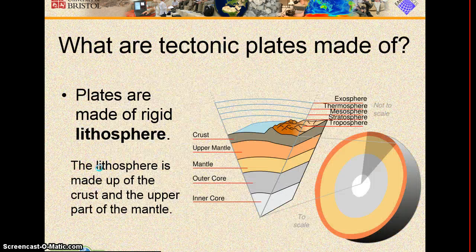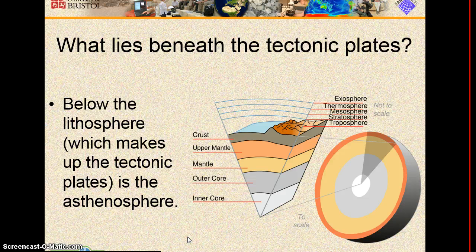All right, so what are they made of? The plates are what's called the lithosphere, and it's made up of these top layers of the crust and the mantle. So you can see this top layer here is where you have the lithosphere. The crust sits on top of the plates, and the plates are what move. So what lies beneath the tectonic plates? Well, you have what's called the asthenosphere. The asthenosphere is a layer of molten rock that allows these to move.